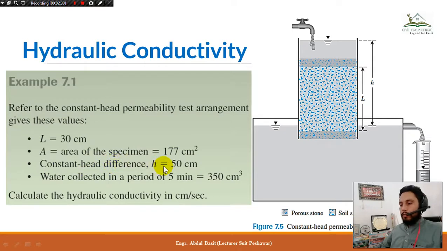The constant head difference, h, is given as 50 centimeters. This is the head difference between the inlet and the outlet point. Water is collected in a period of 5 minutes, so the total time for which we performed this experiment is t, 5 minutes. And 350 centimeter cube is the volume of water collected, which is capital Q. This is the volume collected in this graduated cylinder after passing through the sample.